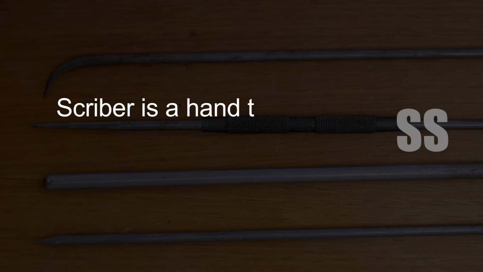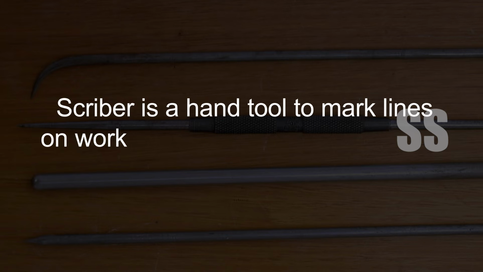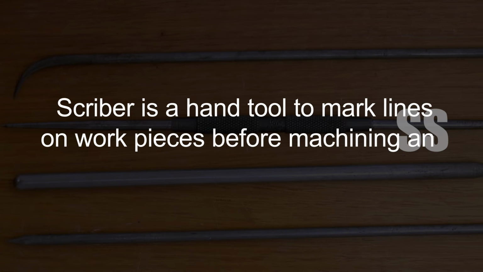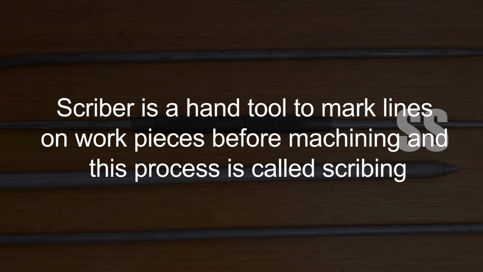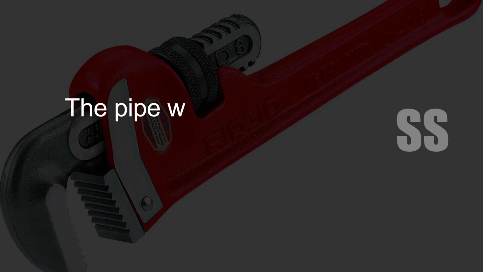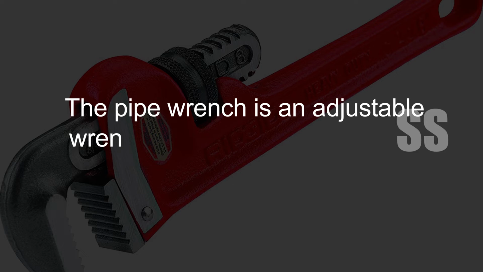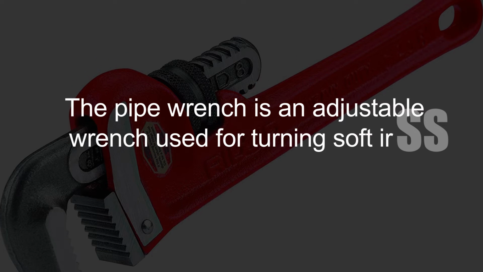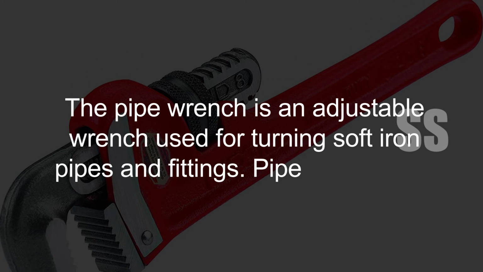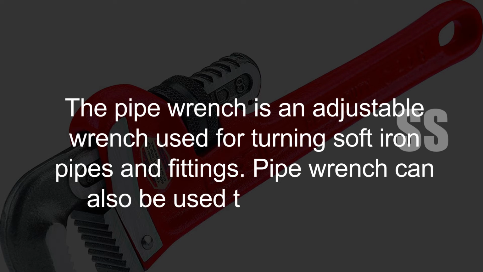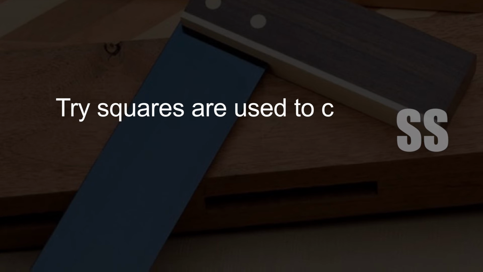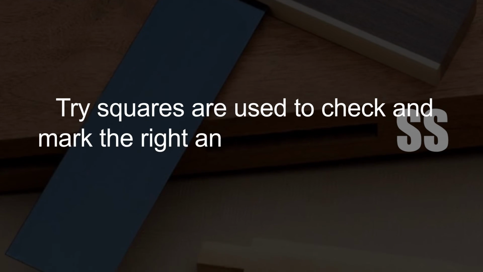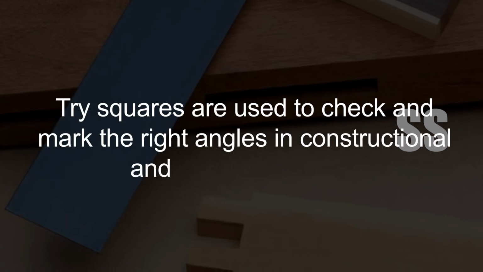Scriber is a hand tool to mark lines on workpieces before machining, and this process is called scribing. The pipe wrench is an adjustable wrench used for turning soft iron pipes and fittings. Pipe wrench can also be used to break the bolt. Tri-squares are used to check and mark the right angles in constructional and engineering work.